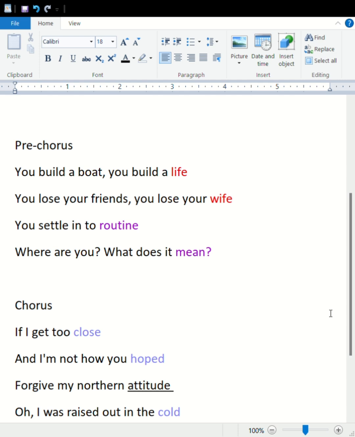I've color-coded life and wife as red because they both are exact rhymes. They both have the same vowel sound and they have the same consonant sound.